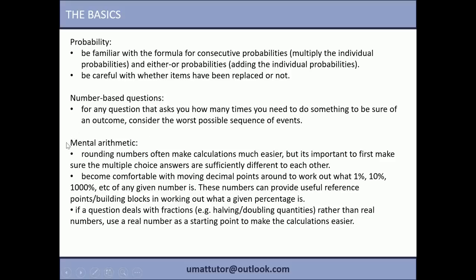And just finally, we'll do some mental arithmetic. So these won't be questions so much as just illustrations of how to use mental arithmetic. Because obviously in the real UMAT, you don't have a calculator, and occasionally you are asked to do some pretty tough calculations. So we'll go through ideas of rounding, as well as being comfortable with shifting decimal points to work out what 1% and 10% of different numbers are, and using them as building blocks to work out more precise estimates of numbers and of percentages.